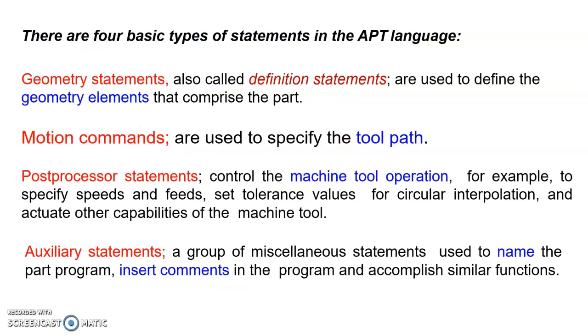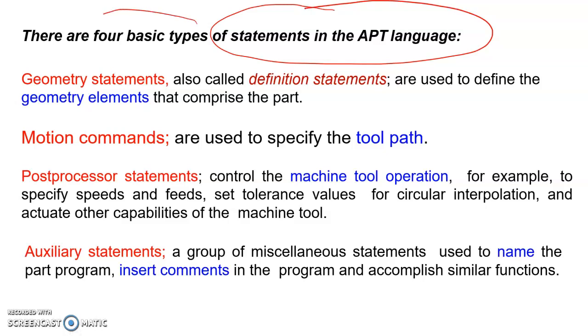Here we discuss the different types of statements used in the APT language. This is very important. There are four basic types of statements in APT. The first is geometry statements. Geometry statements define the geometry of the elements. The various geometries are the point, line, surface, etc. The second is the motion commands.